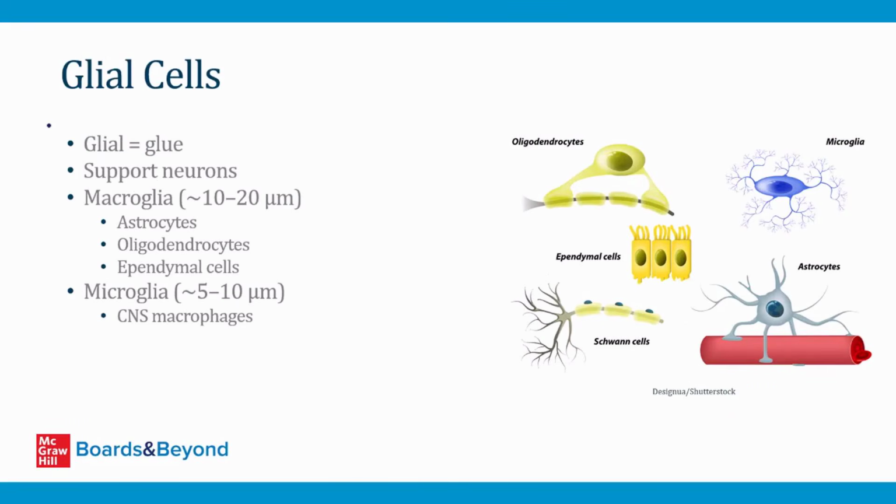Now, before we get into talking about specific cells, let me talk about a term you'll hear a lot when discussing the nervous system, and that is glial cells. So the word glial means glue, and so these cells were called glial cells because they were thought to be the glue that held together neurons. And glial cells are all the cells that support neurons. And we broadly divide them into two groups. The macroglial cells are larger. They're about 10 to 20 microns in size, and this includes astrocytes, oligodendrocytes, and ependymal cells, and we'll talk about all of these in just a minute. And then there are the microglia, which are much smaller cells, 5 to 10 micrometers, and this basically means the CNS macrophages. The CNS macrophages can also be called microglial cells.